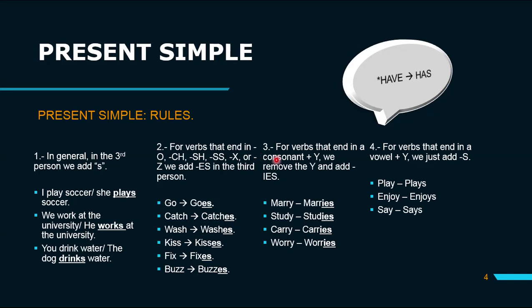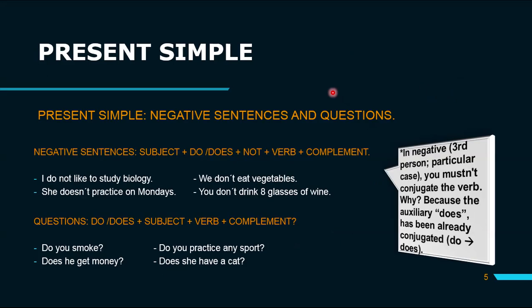Third, for verbs that end in a consonant plus Y, we remove the Y and add IES. Marry, marries, study, studies, carry, carries. Last one is for verbs that end in a vowel plus Y, we just add s, like play, plays, enjoy, enjoys, say, says. Remember, have is an irregular verb and it doesn't follow any of these rules. So have for the third person changes to has. She has, he has, it has.